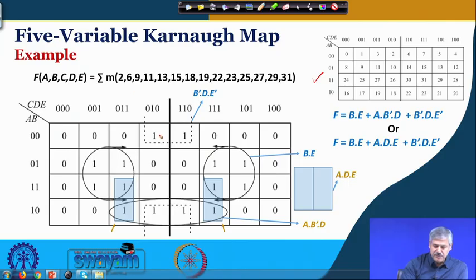So, 2 is 0 0 0 1 0, 2 is a minterm, so 1 is placed here. Next is 6, 0 0 1 1 0. 6 is over here, you can see, so the corresponding 1 is placed. Accordingly, all the minterms, at their specific positions, have ones placed in the 5 variable Karnaugh map.